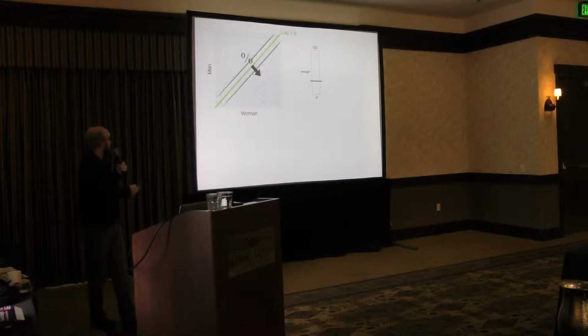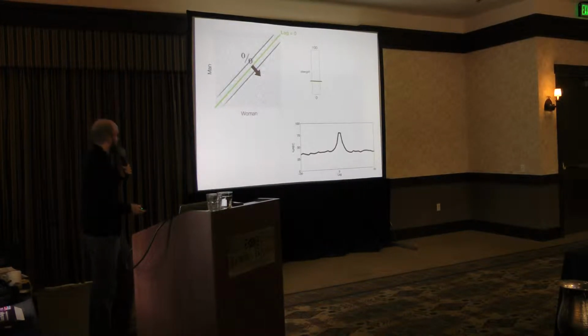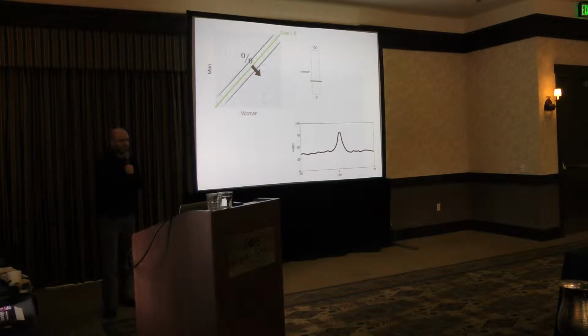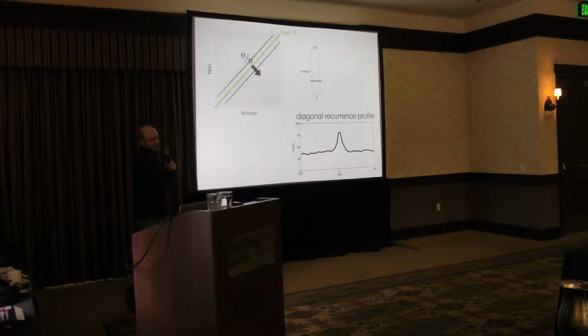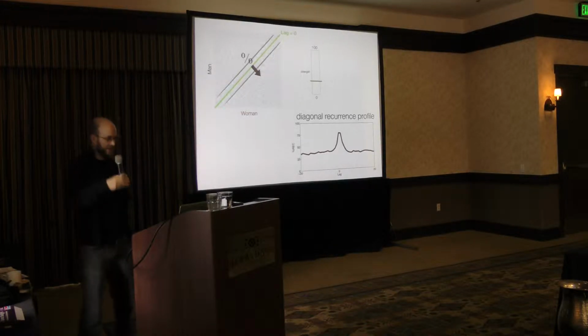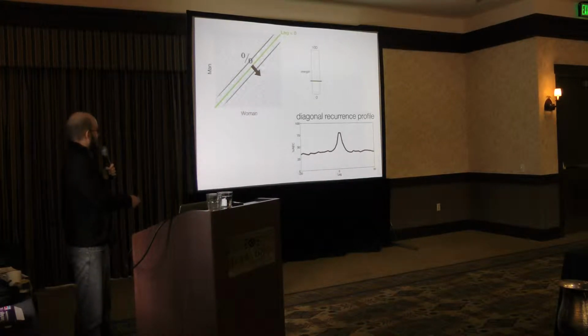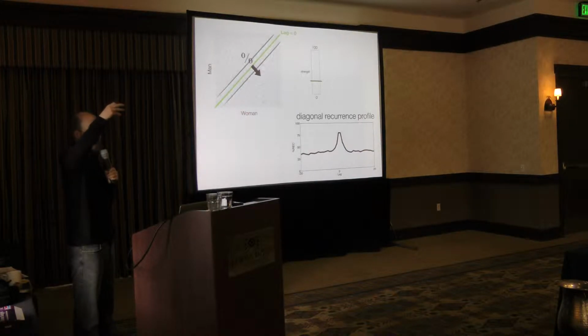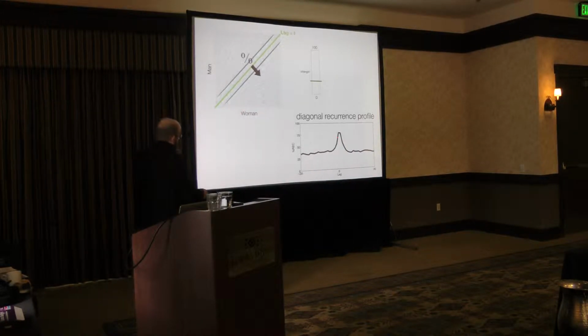And in fact, in this plot, this is the kind of thing that you see. This is akin to a cross-correlation function, or a multinomial cross-correlation function, except that it has some subtly different properties that I'm happy to talk about if you ask. This is referred to as a diagonal recurrence profile, or diagonal-wise recurrence. And this is a coupling function between these two systems at the categorical level.